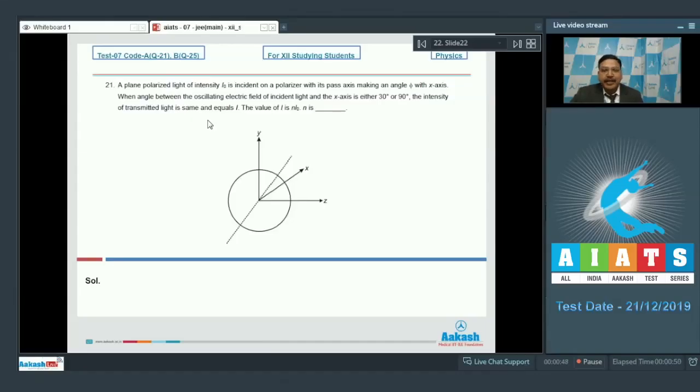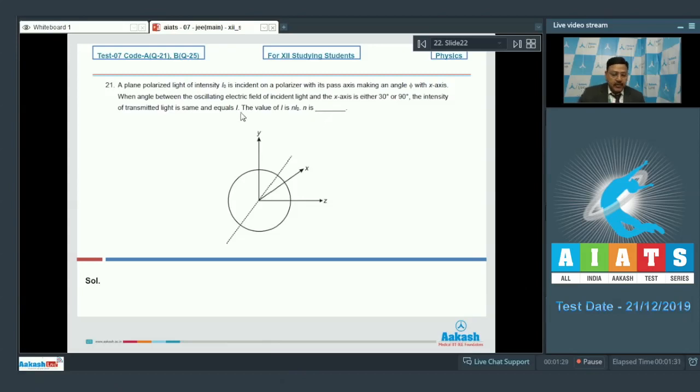Well students, now we are into section 2, the numerical value type section. Let's look at question 21 now. Question 21 says, a plane polarized light of intensity I0 is incident on a polarizer with its pass axis making an angle phi with x-axis. When the angle between the oscillating electric field of incident light and the x-axis is either 30 degree or 90 degree, the intensity of transmitted light is the same and equals I. The value of I is N I0.